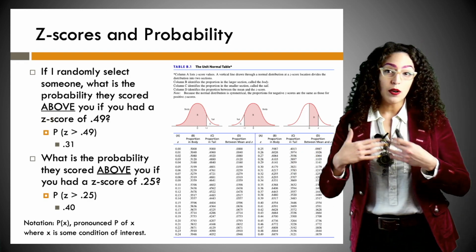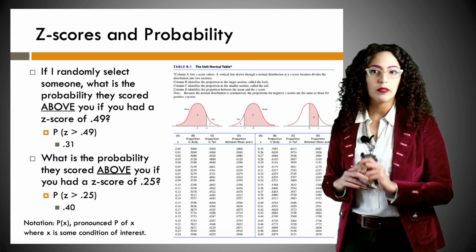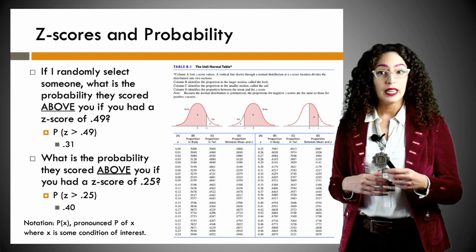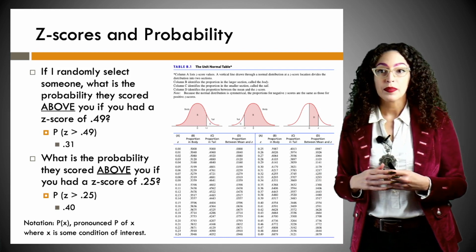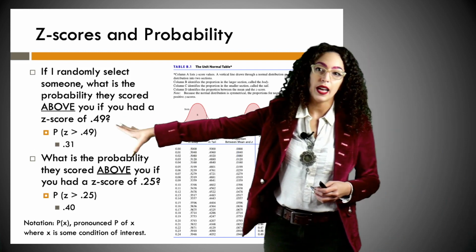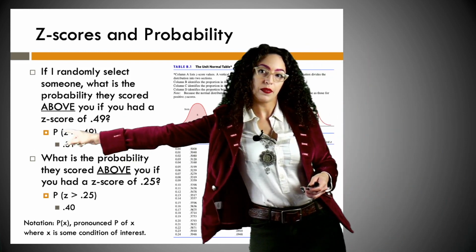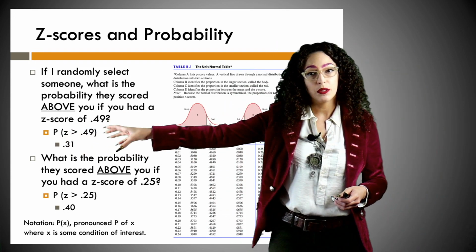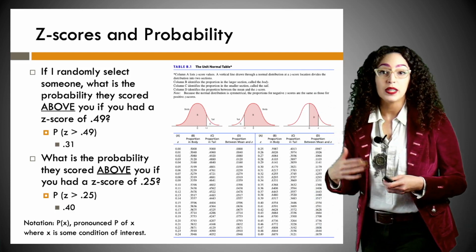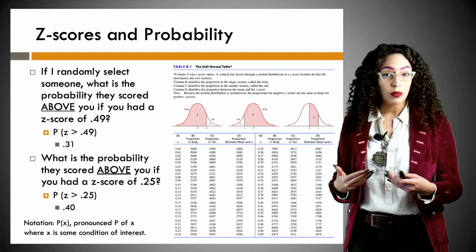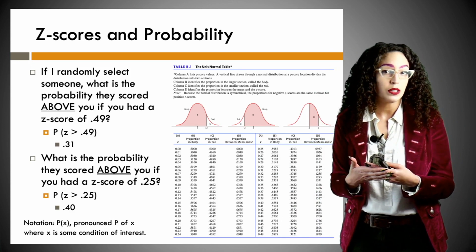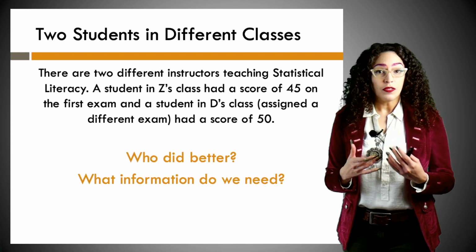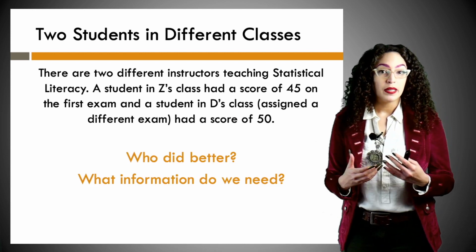So if I randomly select someone, what is the probability that they scored above you if you had a z-score of 0.49? You can say 31%. Now this notation here, this is how you would write probability of z-score greater than 0.49. And I will use some of this notation throughout the rest of the course. The next one, what is the probability of a z-score greater than 0.25? It's the same as saying if you had a z-score of 0.25, what percent of people scored above you? About 40%.